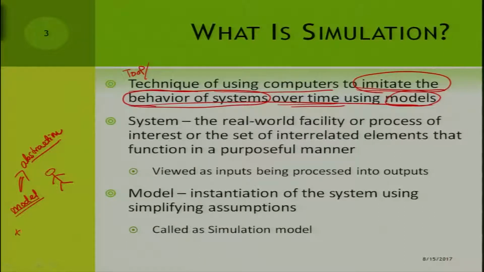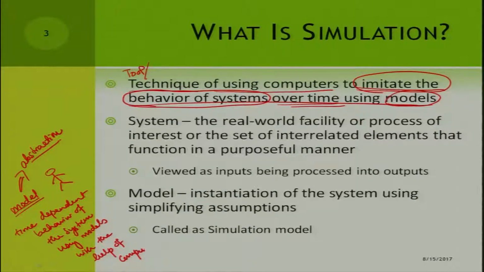So, the time dependent behavior of the system using models with the help of computer, this is what we can call a simulation. The technique of doing this, or the tool that allows you to do this, is called simulation.